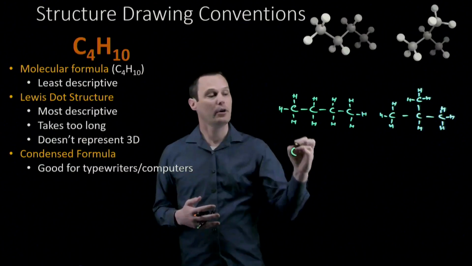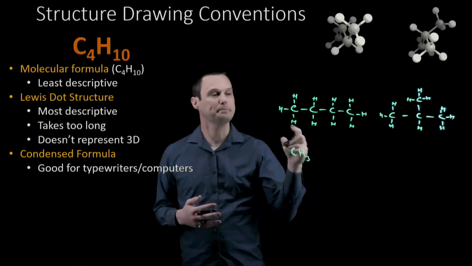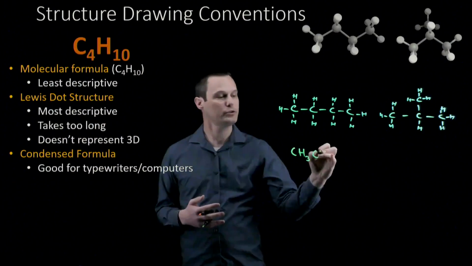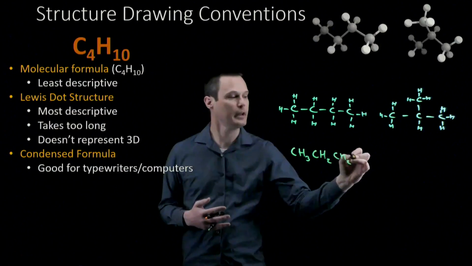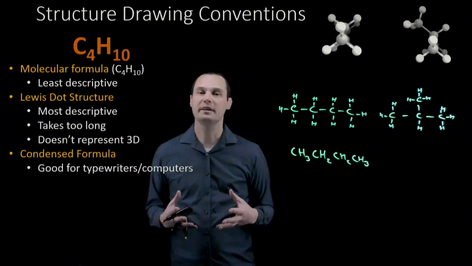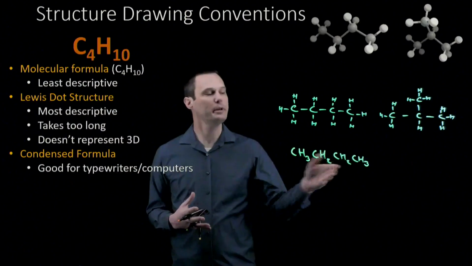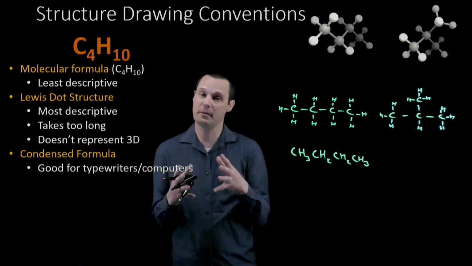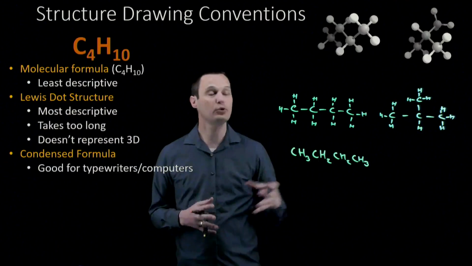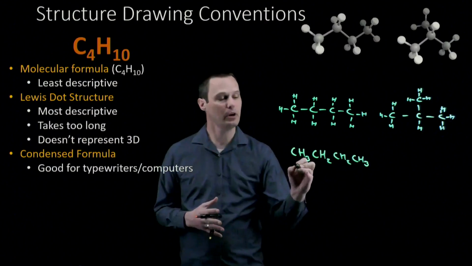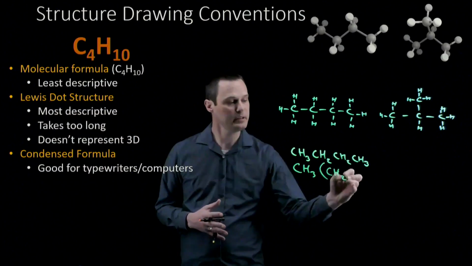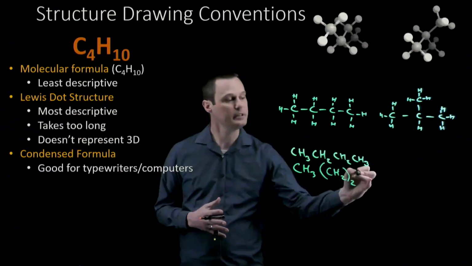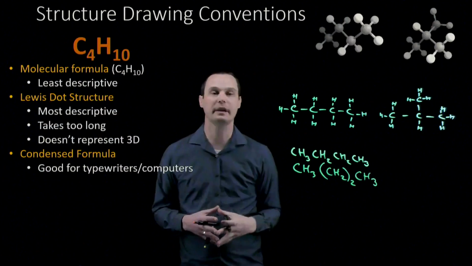Attached to that first carbon, there are 3 other hydrogens, so we write CH3. Then we move on to the next carbon. That carbon has 2 hydrogens attached, the next carbon has 2 hydrogens attached, and the final carbon has 3 hydrogens attached. With condensed formulas, we like to be efficient. If we see repeating units in a condensed formula, we like to combine them in a set of parentheses. I see 2 repeating CH2 units here, so we could alternatively write this condensed formula as CH3, and then in parentheses, CH2 for the 2 repeating CH2 units, and then the final CH3.